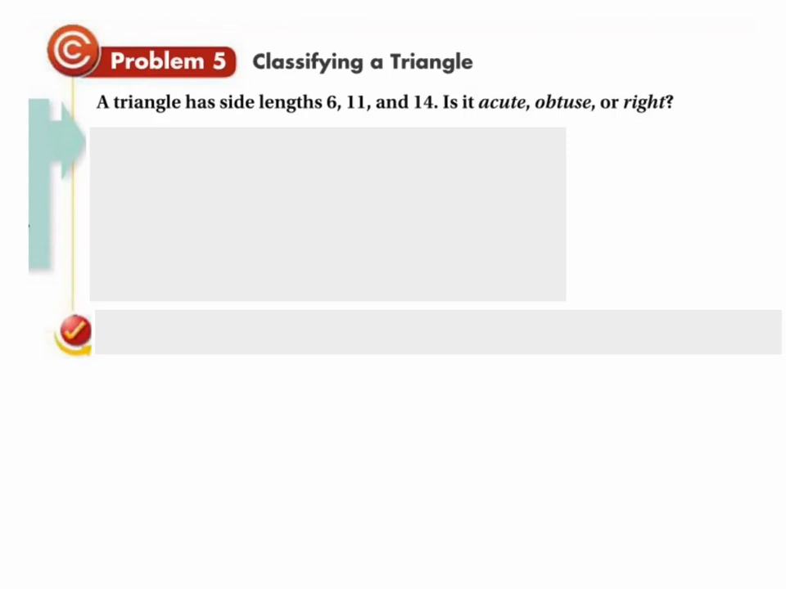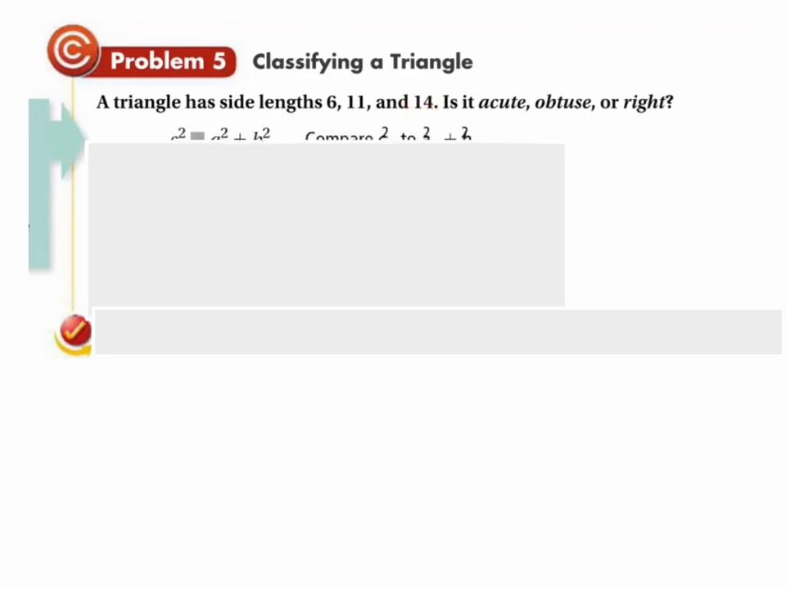So we're going to classify it as acute, obtuse, or right, and we're using the Pythagorean theorem to do so. A triangle has side lengths of 6, 11, and 14. Is it acute, obtuse, or right? Well, let's take that longest side and square it, and take these shorter sides and square them and add them together. This squared plus this squared should equal this squared if it's right, and if this ends up being bigger, it's obtuse, and if this ends up being less, then it's acute.